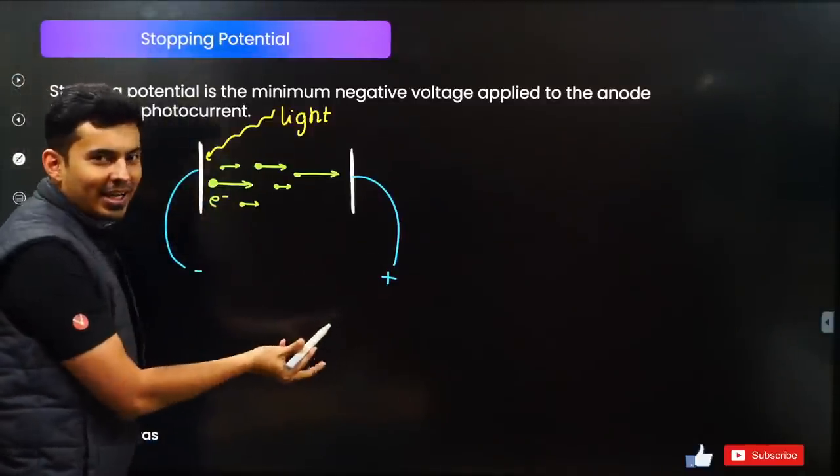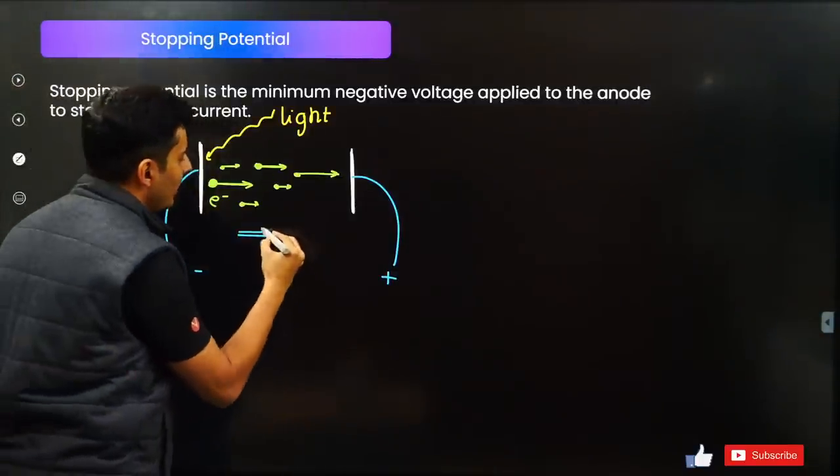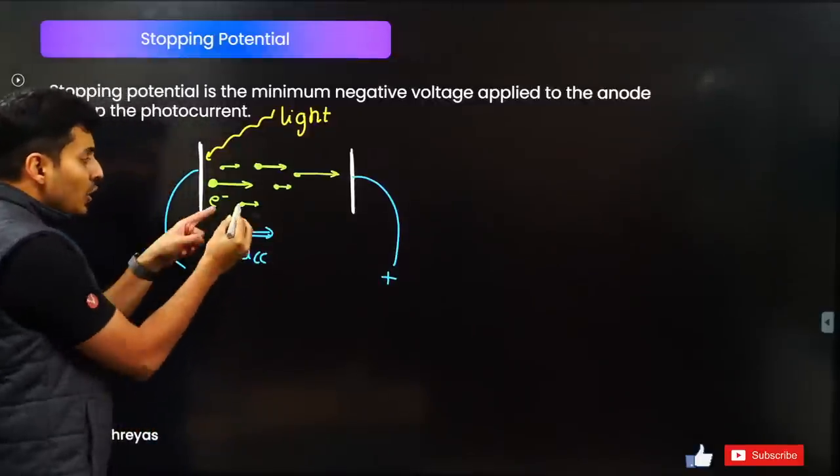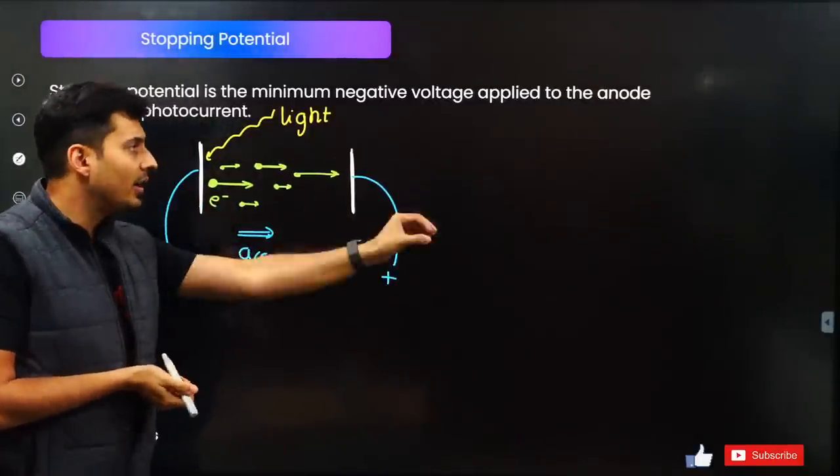Negative and positive will attract. Negative and negative will repel. So it will get accelerated. Definitely, it will accelerate. So even the weak electrons will go very fast.